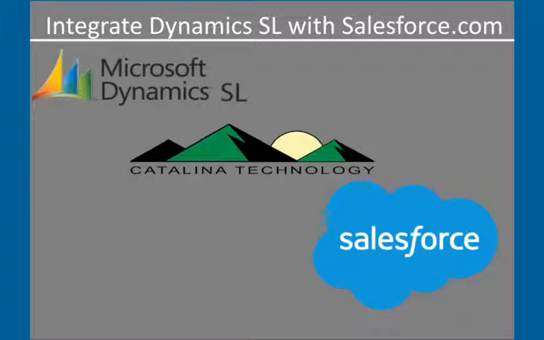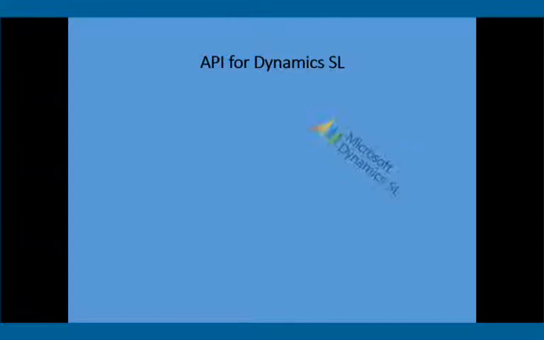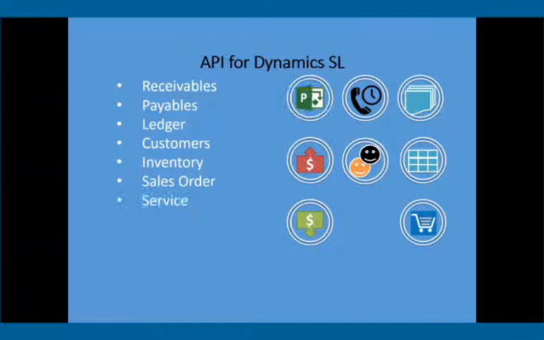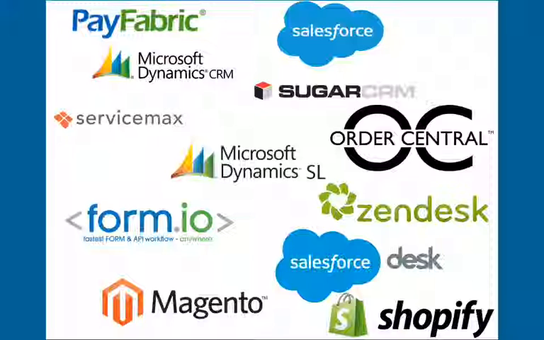Today I'd like to talk about integrating Microsoft Dynamics SL with Salesforce.com using Catalina Technologies API for Dynamics SL. Catalina Technologies API for Dynamics SL allows you to integrate external systems with many of the modules of Dynamics SL. Systems such as Salesforce.com, Magento, Shopify, ServiceMax, and many others can be integrated using our API.